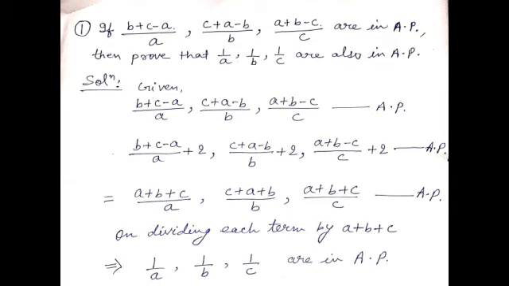Now after simplification, we are left with, in the numerator, (a + b + c)/a, another term (c + a + b)/b, and the third term (a + b + c)/c. That is, in all three terms the numerator is the same, that is a + b + c. So on dividing each term by a + b + c, this given sequence will again remain in AP. But what do we get? We get the result 1/a, 1/b and 1/c. This proves that this is also in AP.